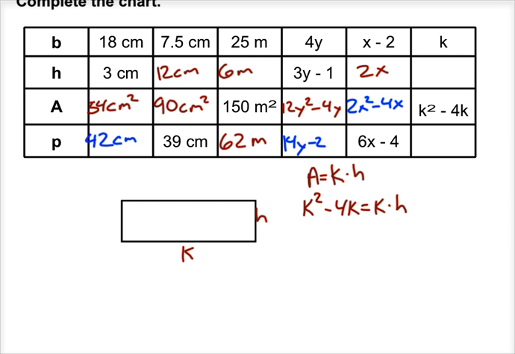Okay. Trying to get the height by itself. Well, if I'm trying to get the height by itself, I want to divide and get rid of k. Well, over on the left side, k squared divided by k is k, minus 4k divided by k is a 4. And now I've just figured out my height. My height is k minus 4.